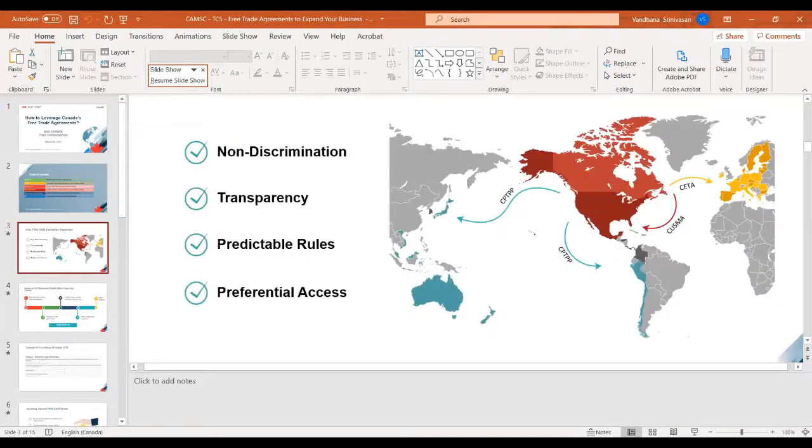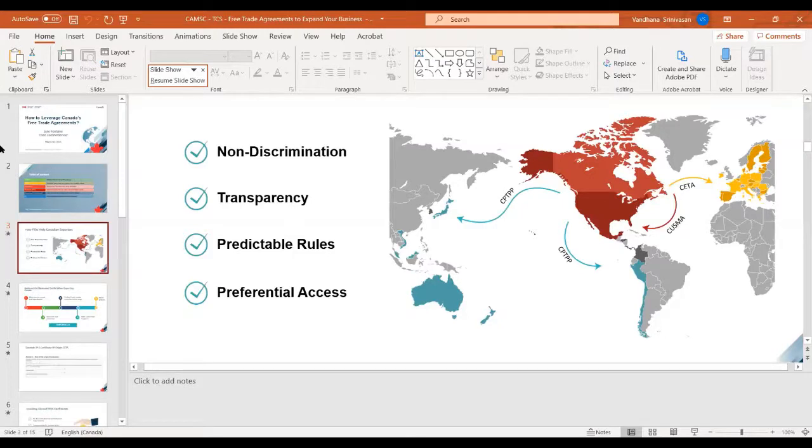Here is a map of the network of Canada's free trade agreements. Up until right now, Canada has 14 free trade agreements with 51 countries, and it opened doors to a population of 1.5 billion.